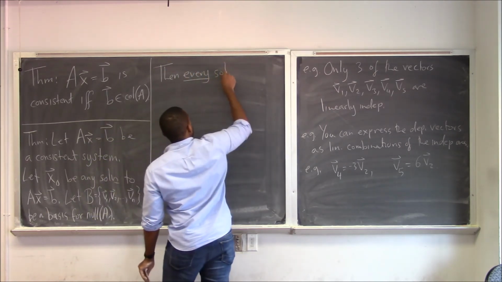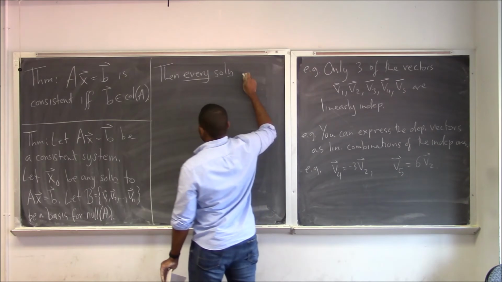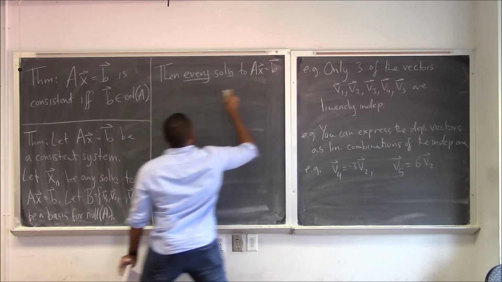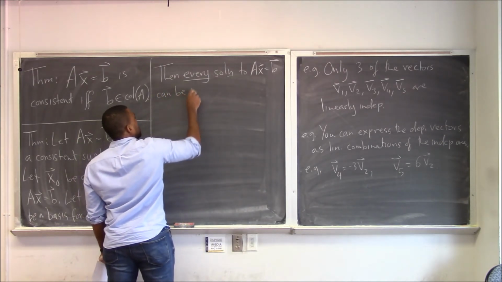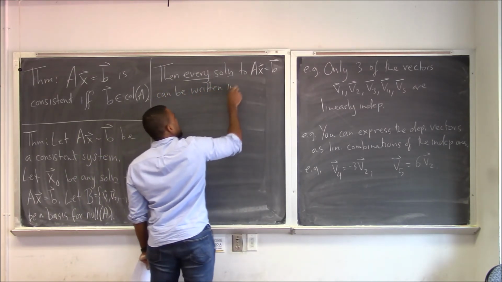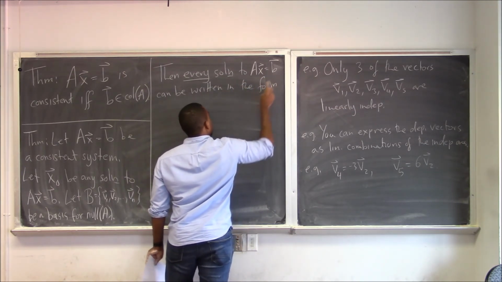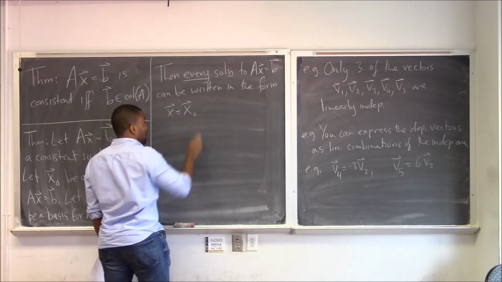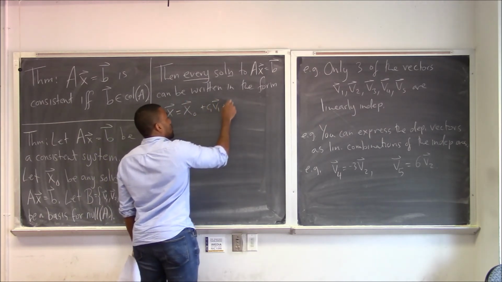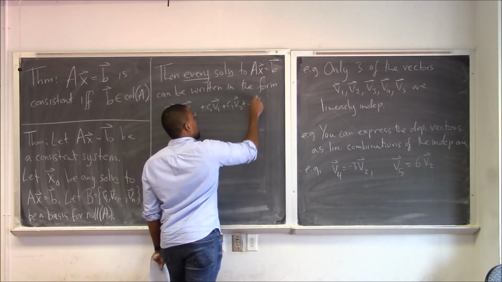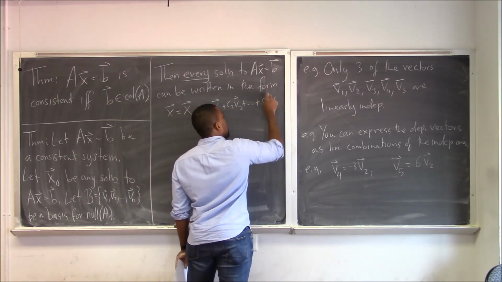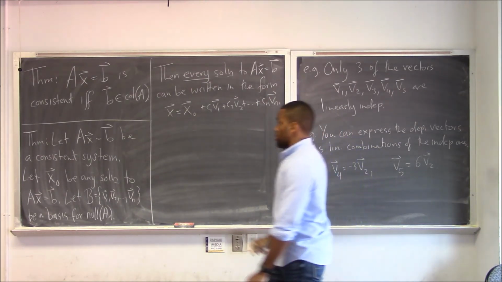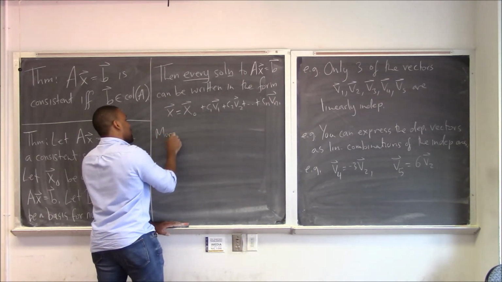Then every solution to AX equals B can be written in the form x equals x naught plus a linear combination of the basis vectors of the null space. Every solution can be written in that form. On top of that, it's even stronger than that.